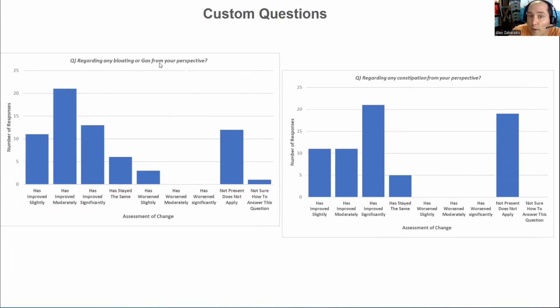Regarding any bloating or gas from your perspective, has there been any worsening or improvement? So the most dominant category has improved moderately, followed by improved significantly, or not present, does not apply. Regarding any constipation from your perspective, obviously this won't be appropriate for everybody. Has there been improvement? The most dominant category has been improved significantly, followed by not present or does not apply.